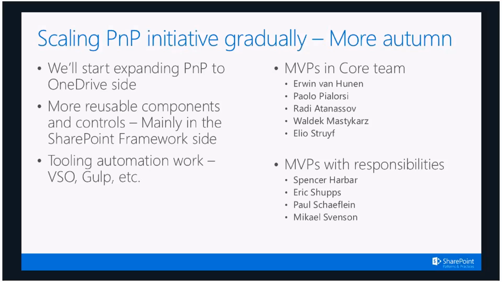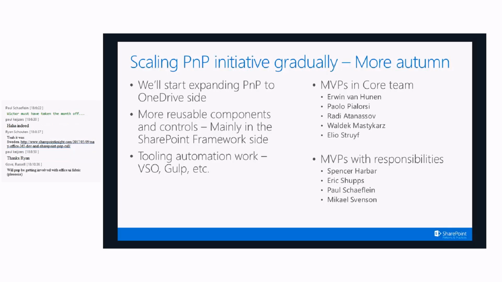Already during this month, we have 4 new MVPs closely involved in the PnP initiative. We have the classic MVPs in the PnP core team, who are Erwin van Hunen, Paolo Pialorsi, Radi, Waldek, and Elio, who've been around for a long time. Erwin, by the way, was the first of the MVPs a while back when he started contributing on the PnP PowerShell. But during May, there are 4 new persons who are closely involved and who have specific responsibilities in the PnP as well.